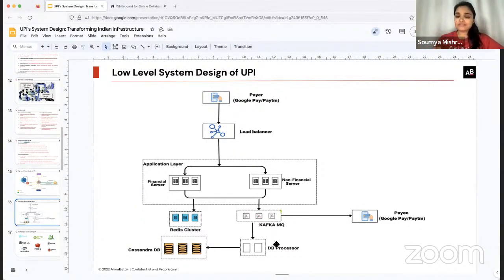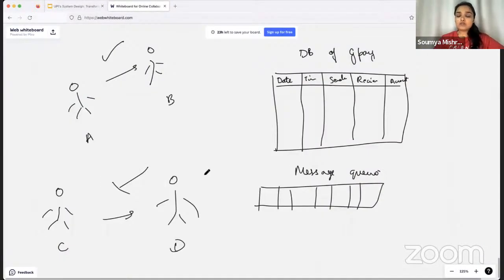One by one, the message which has come first is processed by a DB processor and stored in the DB, right? They are using Cassandra DB. There are different types of DBs which can be used, but UPIs are using Cassandra DB. That is stored in the Cassandra DB, because say 3 months later, when you open your UPI app, you would still want your transactions, right?